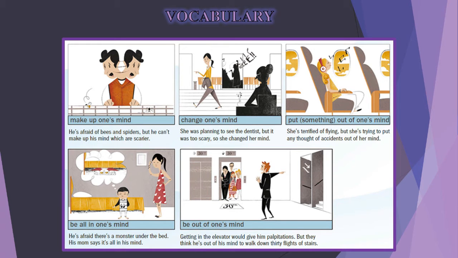Using vocabulary in sentences. He is afraid of bees and spiders, but he can't make up his mind which are scarier. She was planning to see the dentist, but it was too scary, so she changed her mind. She's terrified of flying, but she's trying to put any thought of an accident out of her mind. He's afraid there's a monster under the bed. His mom says it's all in his mind. Getting in the elevator would give him palpitations, but they think he's out of his mind to walk down eight flights of stairs.